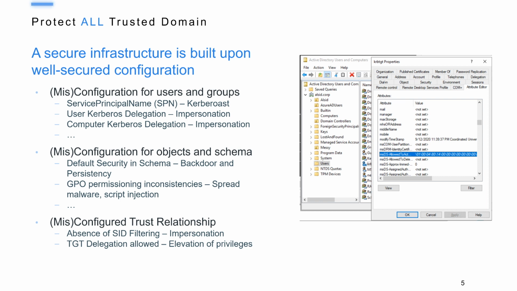Absence of SID filtering will create a risk of impersonation, and TGT delegation that is allowed may create a perfect opportunity for escalation of privilege, and these are also some of what the famous printer bug uses to compromise a domain that is being trusted. So over here, I'm going to show you what I mean by all these three: configurations on users, configurations of objects and GPO, and the trust relationship.